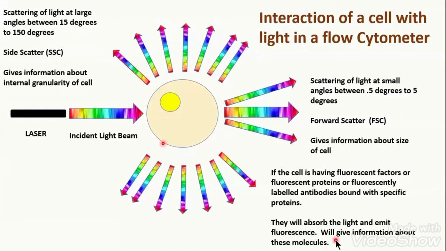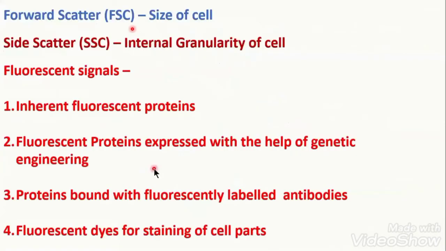So I can summarize. Forward scatter is giving you the information about size of cell. Side scatter is giving you the information about internal granularity of cell. And there can be fluorescent signals coming out of the cell. The cell can have inherent fluorescent proteins. Sometimes happen in algae, you know, that brown algae, blue-green algae, and green algae, they create different type of inherent fluorescent proteins. Then the fluorescent proteins with the help of genetic engineering, like GFP, green fluorescent protein, red fluorescent protein, RFP, yellow fluorescent protein, YFP, cyan fluorescent protein, CFP, we can do that.